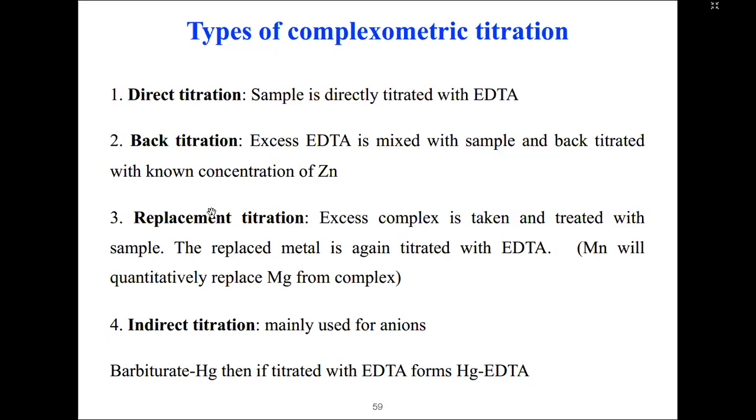The other one is the replacement, where the ion to be analyzed, the analyte, will replace the metal from the metal complex, and then the titration is done. And the other one is indirect, where you don't use the pure metal, however you have a burette, mercury in this case, to titrate with EDTA to form mercury EDTA. Okay, so these are the four types of complexometric titration that can be used utilizing EDTA as well.